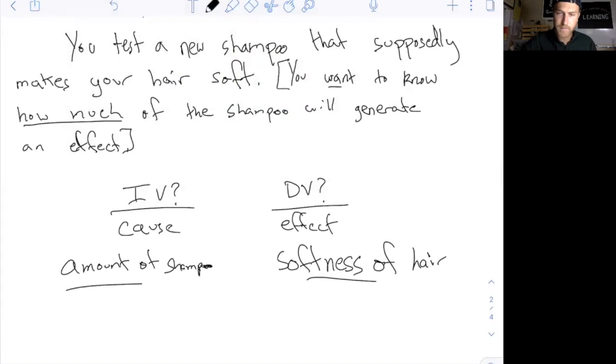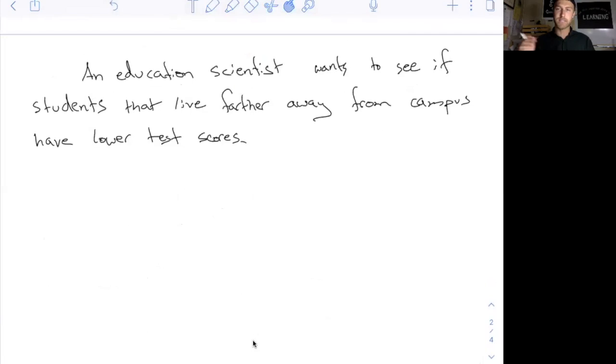And let's do one more example. So an education scientist, they want to see if students that live farther away from campus have lower test scores. So what does that mean? What are they going to do? So let's say that we got the campus here. This is the school. And they go to all these different locations.